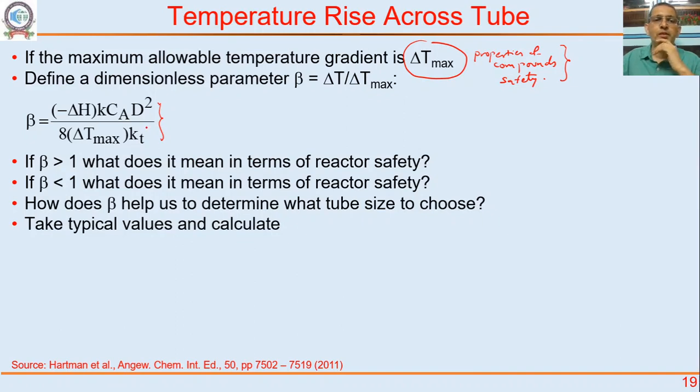Okay, so for this beta, delta H is a property, k is the rate constant, C_A is the inlet concentration, delta T max is the safety limit, and thermal conductivity is a material property. Diameter tells us how small I can make this diameter, I will correspondingly reduce the value of beta. So this tells us the maximum diameter I can choose so that beta is less than 1 to make it safe.